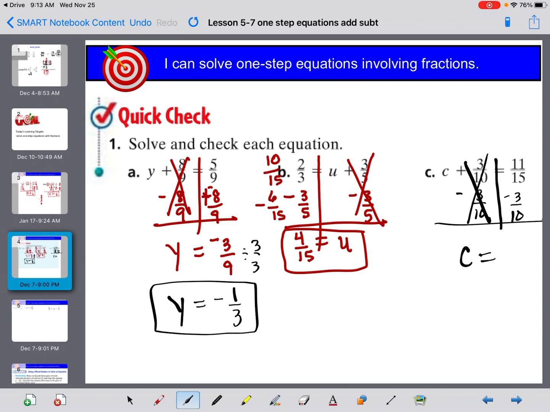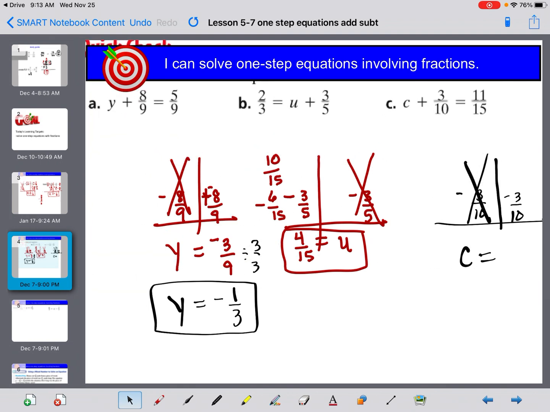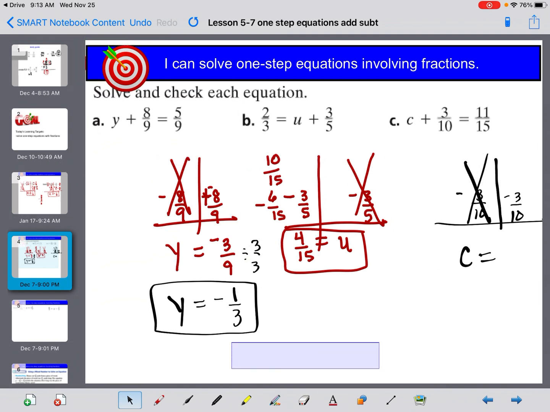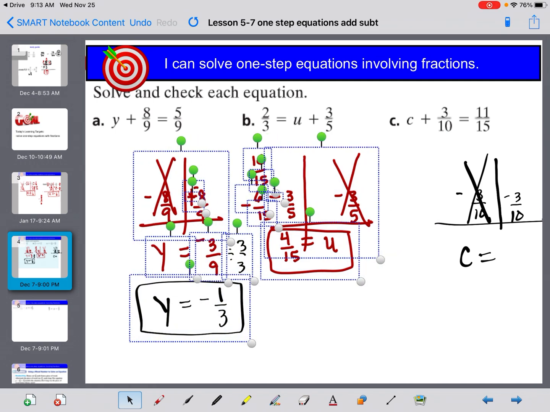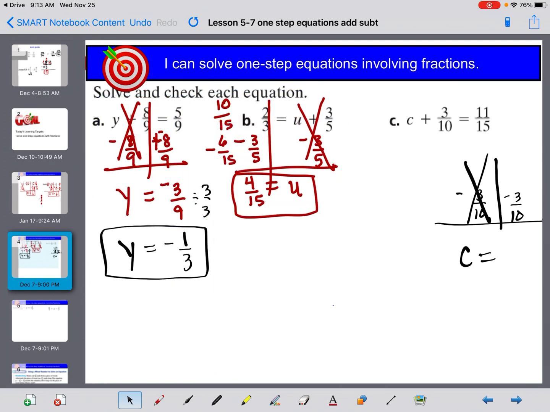I don't quite have enough room on my screen. Let's see what I can do here. Oops. I'm trying to scooch this for you guys without making a huge mess. All right, here we go.